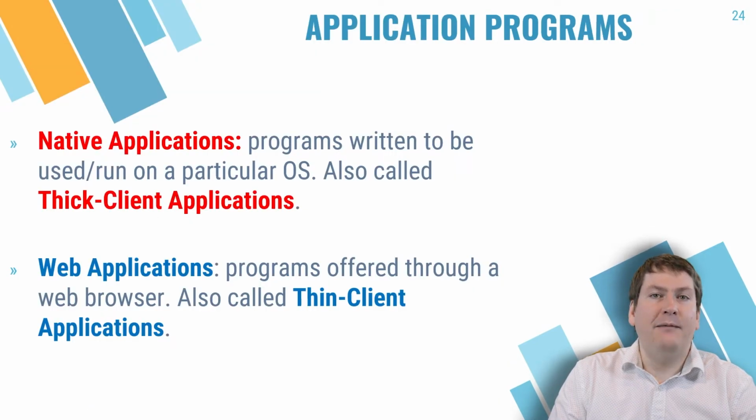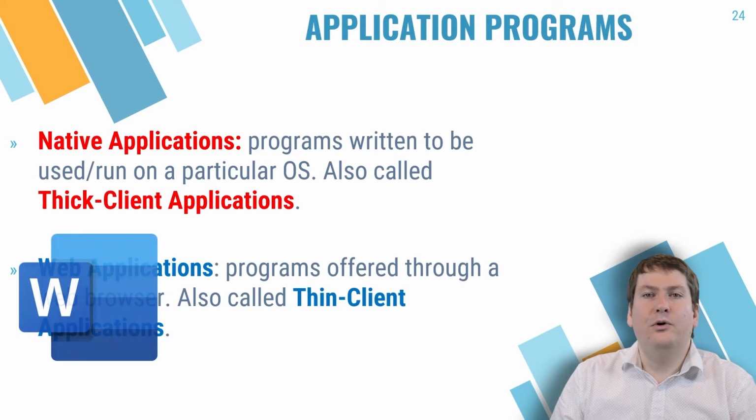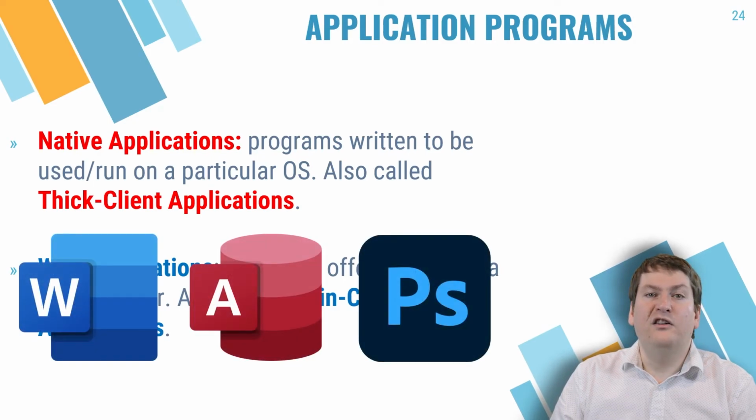This finally brings us to application programs. Recall that these are the programs that run on an operating system or through a web browser to provide us with some service or perform some function. We can classify these into two different categories: native applications and web applications. Native applications are the traditional type of applications which are designed and created to be run on a particular operating system. For example, Word, Access, and Photoshop are all designed to run on an operating system. Sometimes there's versions for multiple operating systems, but the key here is that they are installed and run directly on your computer. Native applications are also sometimes called thick client applications.